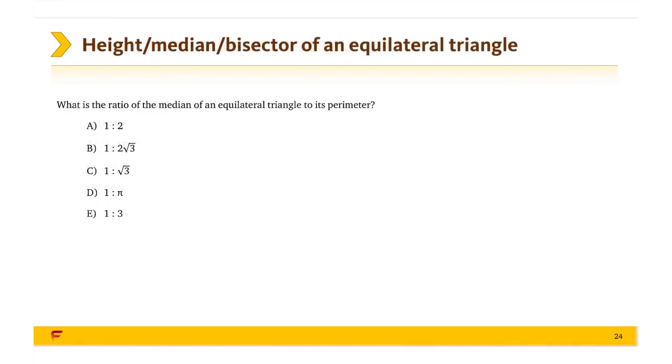What is the ratio of the median of an equilateral triangle to its perimeter? So equilateral means that all the sides are of the same length. Very good. Let's draw, as always. A, B, C. So if the sides are of the same length, that means we can deal with any median. The length of the medians will be the same. So let's take this median, for example, BM. Median means that the length of AM is the same as the length of MC. But in the case of an equilateral triangle, a median is also a height. So the angle BMC is pi over 2.